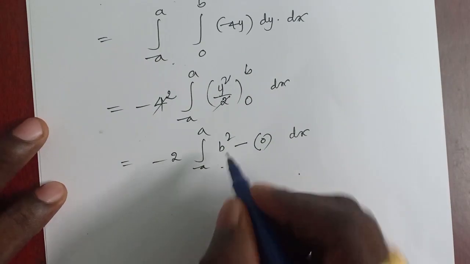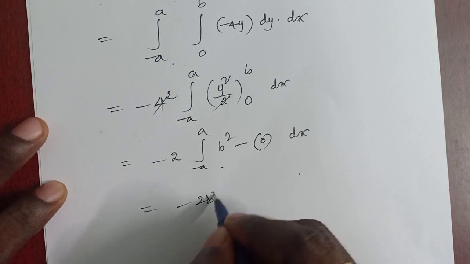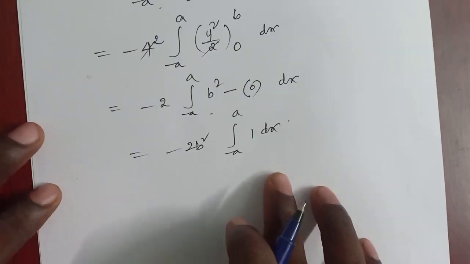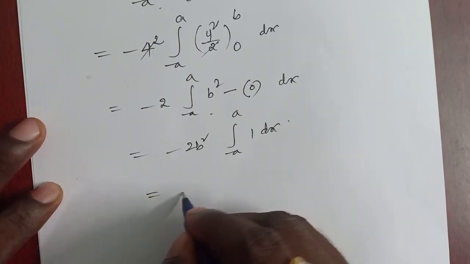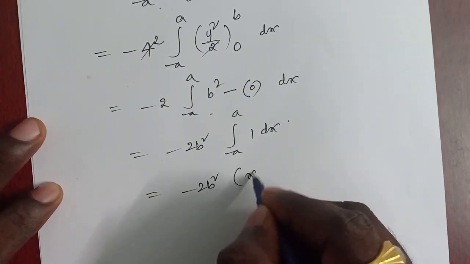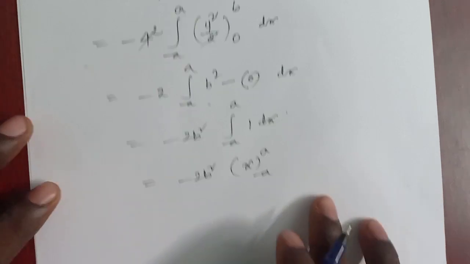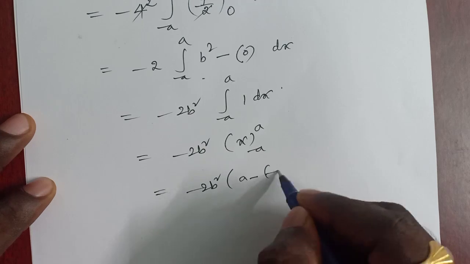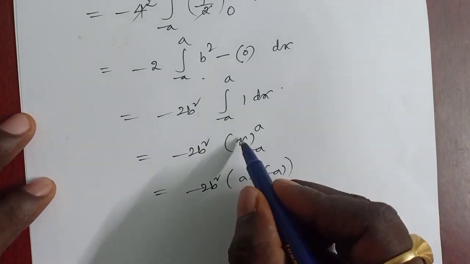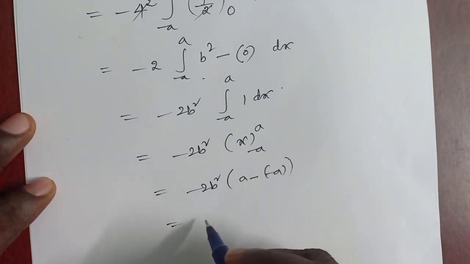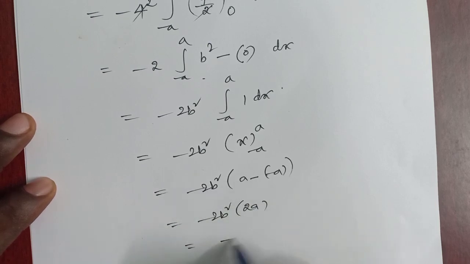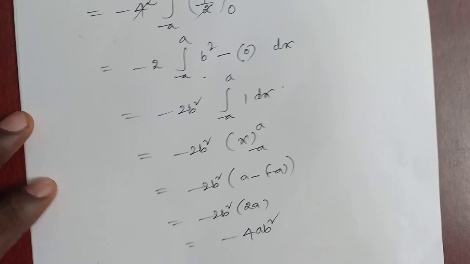Now here b square is a constant, put it outside: minus 2b square, integration from minus a to a of 1 dx. Integration of 1 is what? x, and the boundaries are from minus a to a. So clearly minus 2b square times a minus of minus a. Upper boundary is a, lower boundary is minus a. So minus 2b square into a plus a is what? 2a. Clearly minus 4ab square.